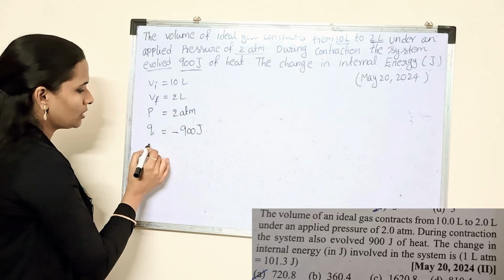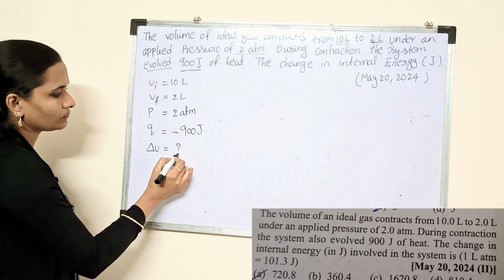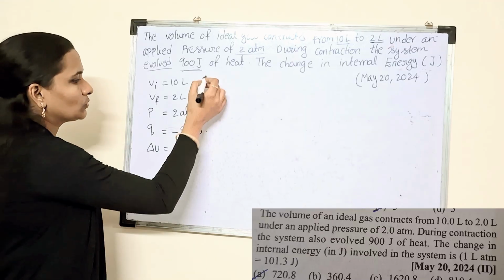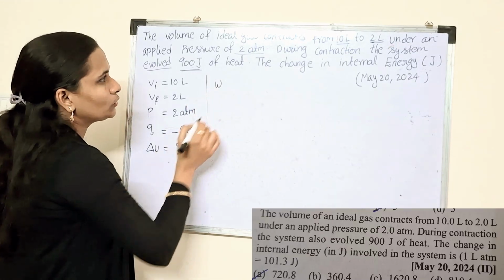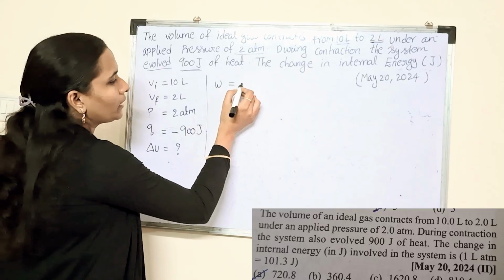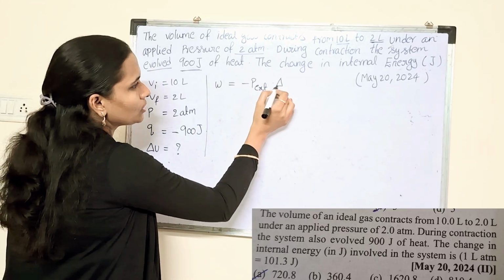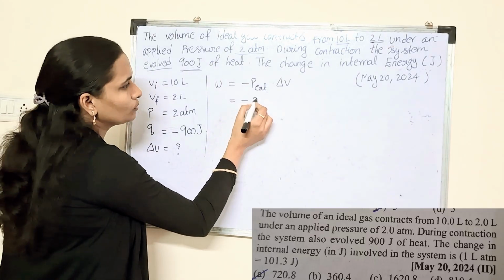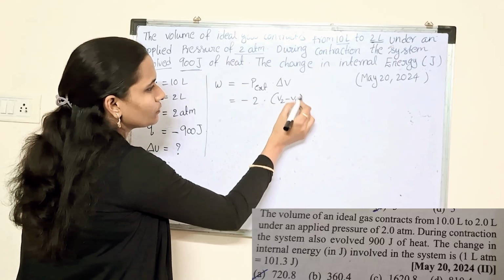Next, the change in internal energy they are asking. So delta U they are asking. This is the information from the question. Now first of all calculate the work done. So W equal to minus P external into delta V. How much pressure is applied? 2 into delta V. Delta V means V2 minus V1.